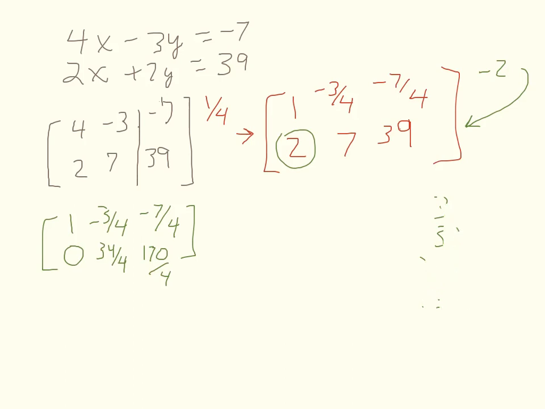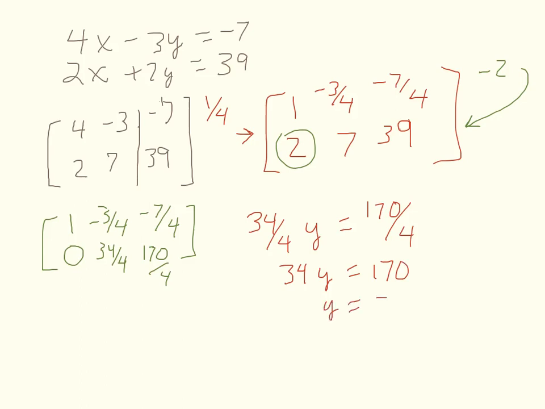What most people do at this point is just take this last equation and solve it and see what you come up with. So I could say, all right, I recognize that 34 over 4y is 170 over 4. So if I multiplied out a 4, I'd have 34y is 170. And dividing it, I have y is equal to 5. I can take this and plug it back into one of the equations and find out that x is equal to 2. However, I recommend doing a separate step, okay?